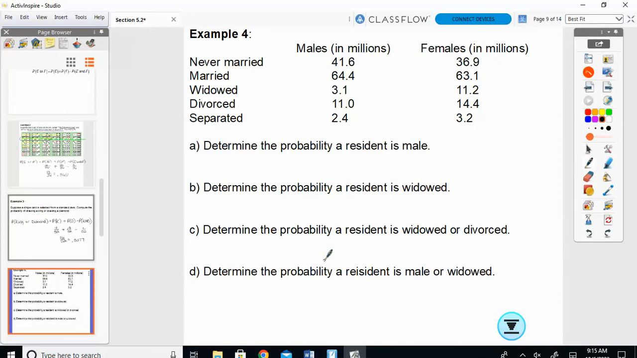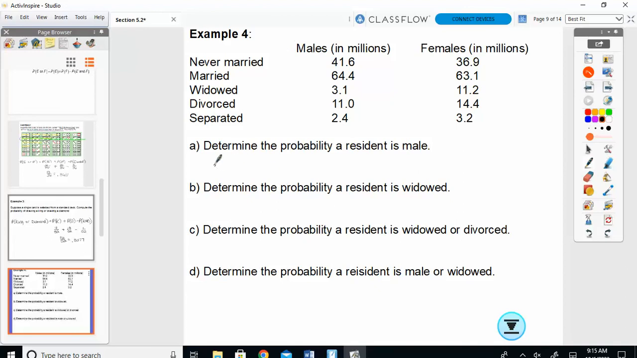Let's look at another. Okay, so I'm giving you a table. It's giving us marital status. And we have males and females in this table. So I did not give you the probabilities here. I just gave you the numbers. So if I'm going to find a probability, we always have to divide it by the total, right? So we'll probably have to do some adding up on here.